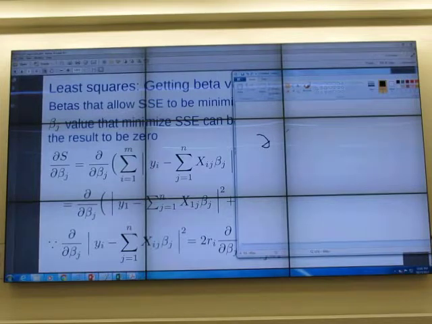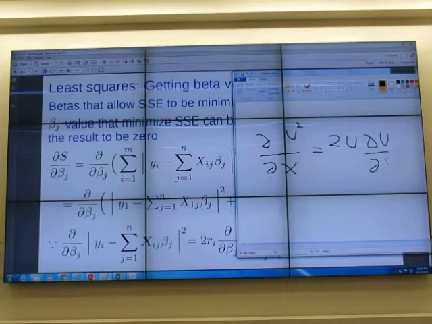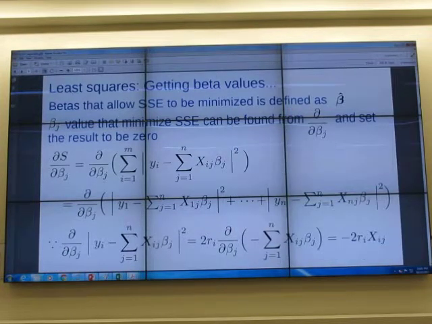d u squared by dx, I will get 2u du by dx. You agree? So that is 2u, and that is du by dx. It's over there. So what is r?